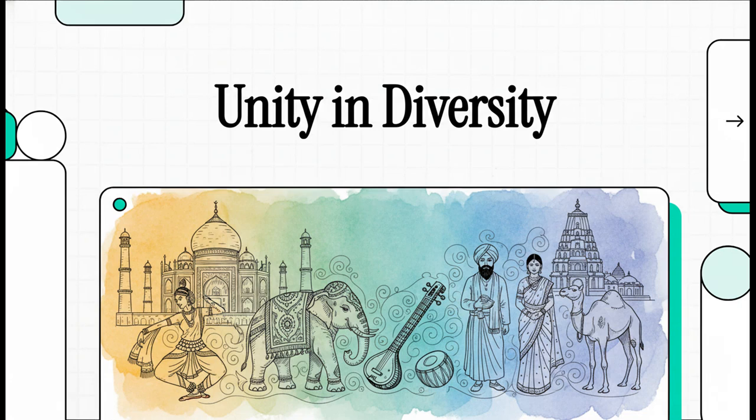So, let's talk about a concept that sounds like a total paradox: unity in diversity. And you know, there's probably no better place on Earth to explore this puzzle than the incredible cultural landscape of India. Let's try to piece it all together.